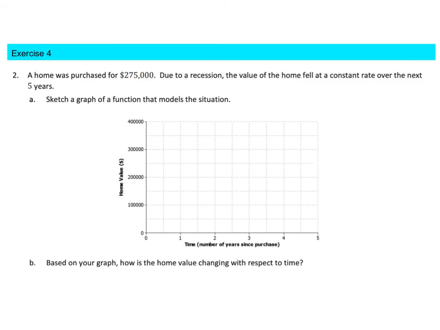All right, exercise 4. It says a home was purchased for $275,000. Due to recession, the value fell at a constant rate over the next 5 years. Sketch a graph that models the situation. Okay? So one thing you should know is that before the recession happened, this was the initial value of the house. And then the only thing it tells you is that it decreased in value. So I want you to make a graph that shows this. Okay? Go ahead and do this right now.